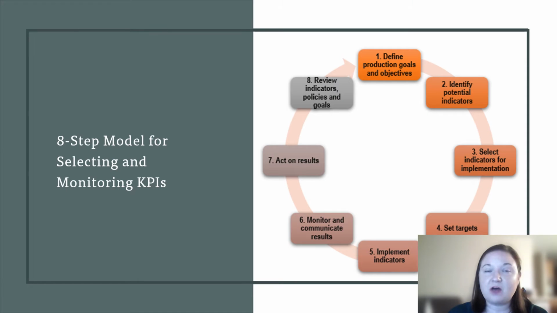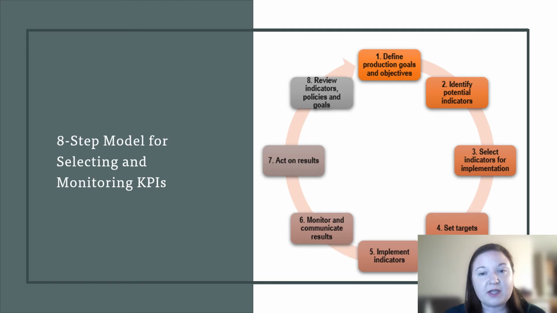There is an 8-step model for selecting and monitoring KPIs. First, identify the goals for production, which ties into the overall business strategy. Secondly, identify all potential indicators that you can have for your process. Third, select only the key indicators and identify monitoring parameters and assign resources. Fourth, set targets. These can be internal targets or industry standard targets. Fifth, start collecting data, evaluate, and analyze.